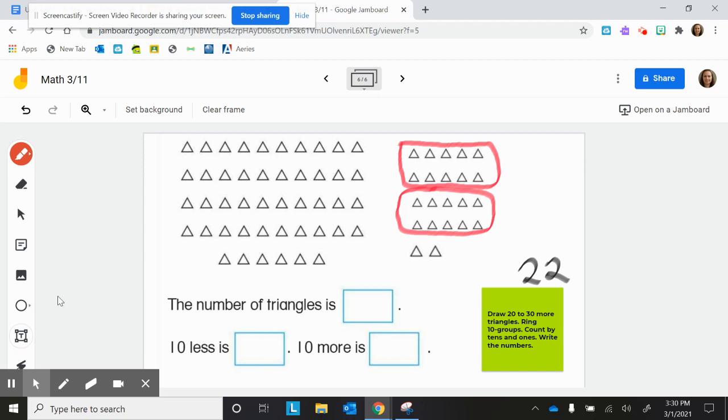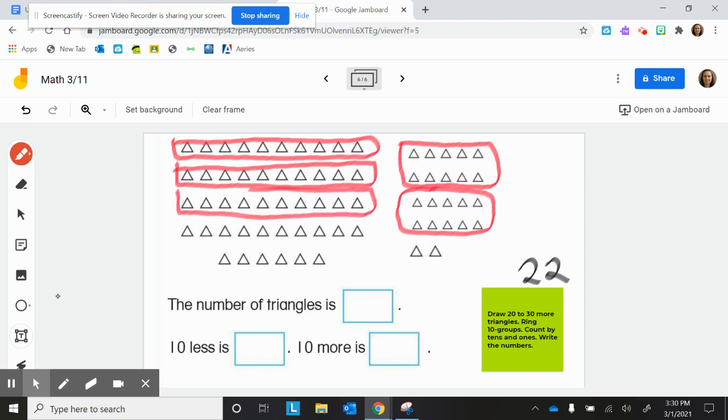Now let's come over here to these triangles and count groups of 10. So here's 10. Here's another group of 10. Can you circle them with me? So 10, 10. Here's another group of 10. Let's make sure. 1, 2, 3, 4, 5, 6, 7, 8, 9, 10. Okay, here's another group of 10. And this is 10. Let's see, 1, 2, 3, 4, 5, 6. Oh, no, that's not.